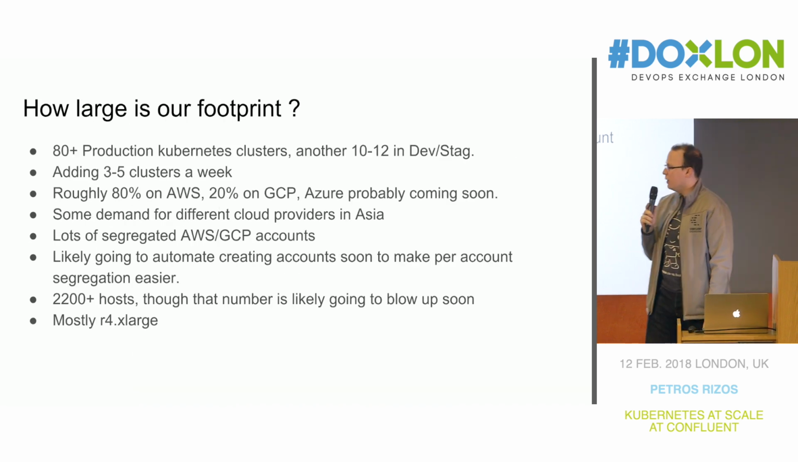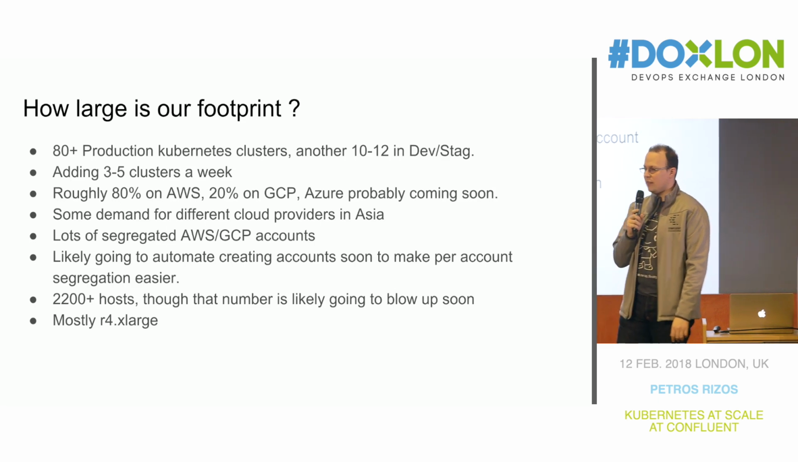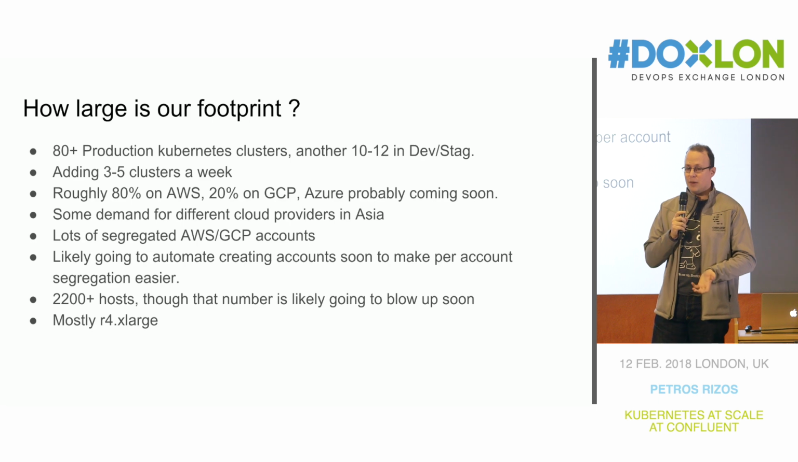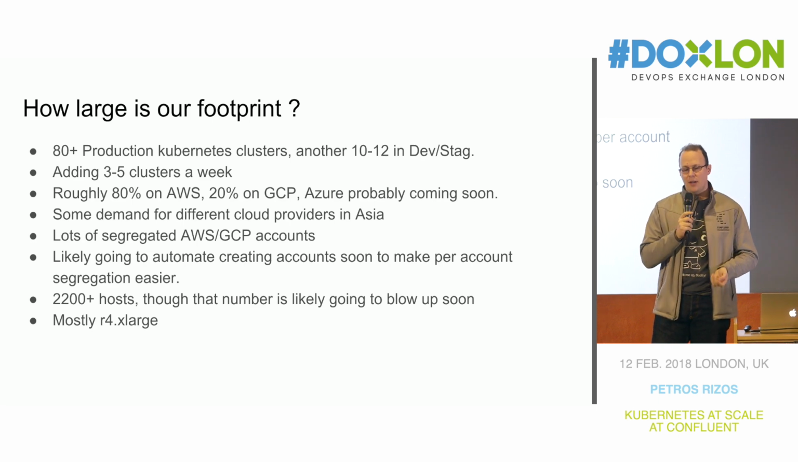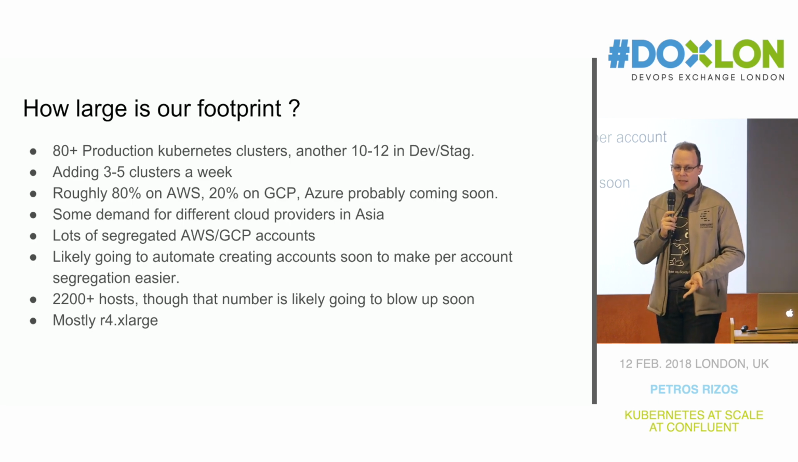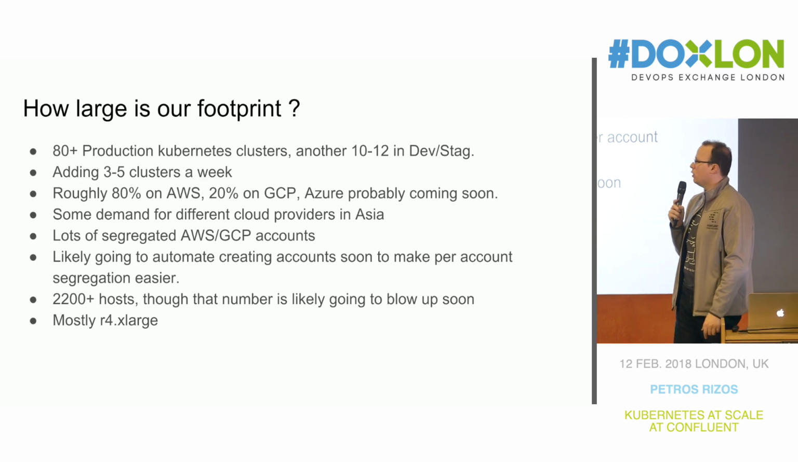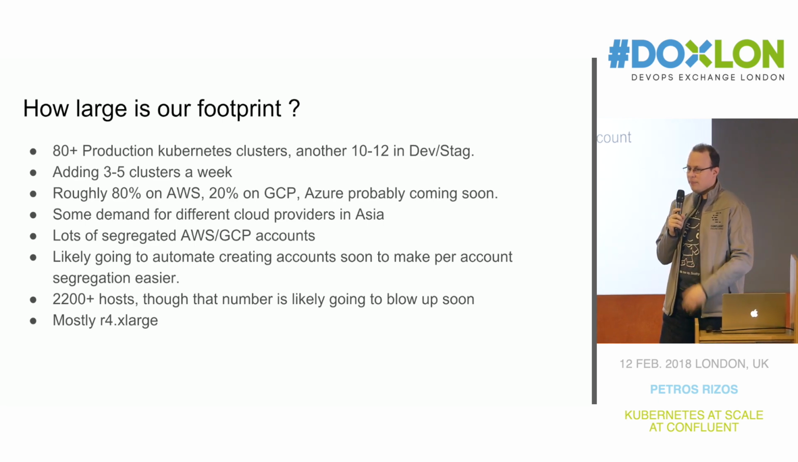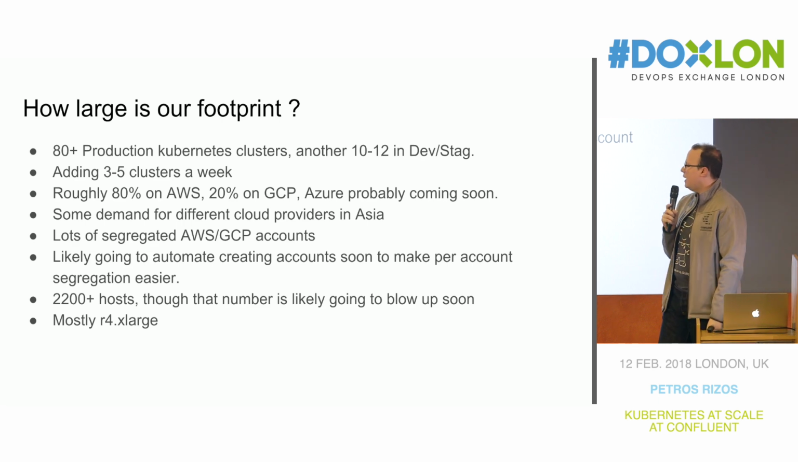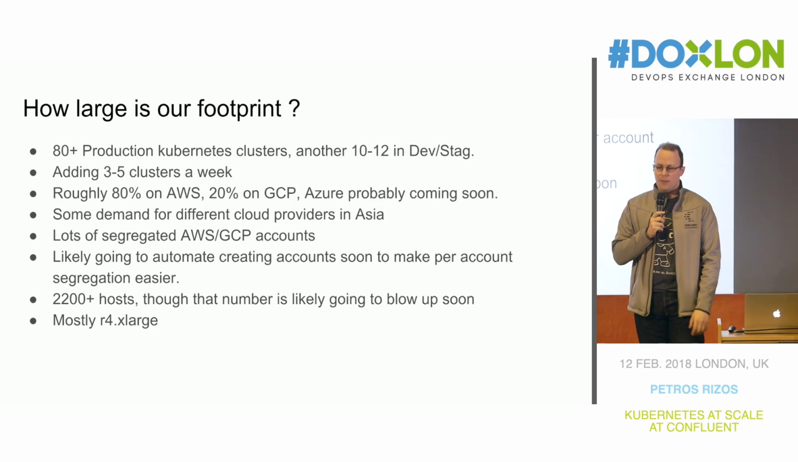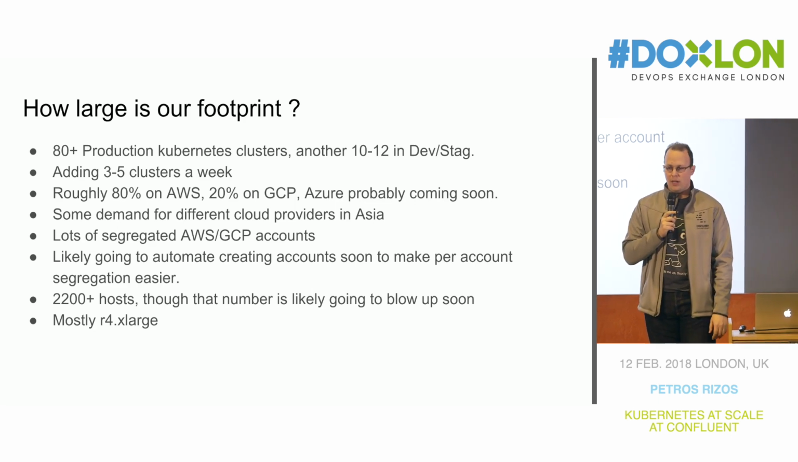So how large is our footprint? You might notice we run a lot of Kubernetes clusters. Mostly for us, actually running extra Kubernetes clusters is relatively cheap, meaning that our storage costs and our network costs dominate our cost model so far that running lots of them is not a problem. We add 3 to 5 clusters a week without a problem. We've gotten quite good at running a lot of them by now. And we're mostly on AWS, but we also do run a little on GCP, and we'll be offering Azure pretty soon.